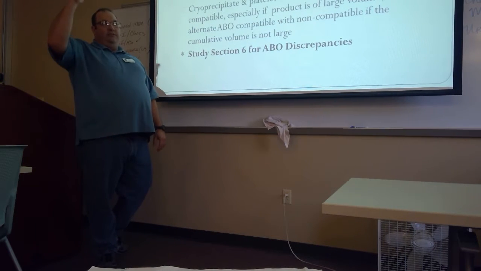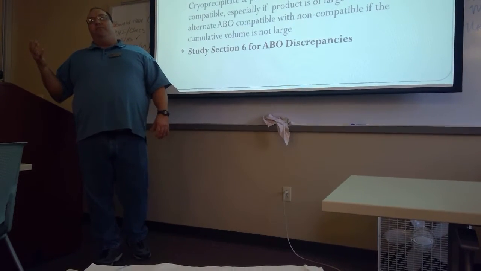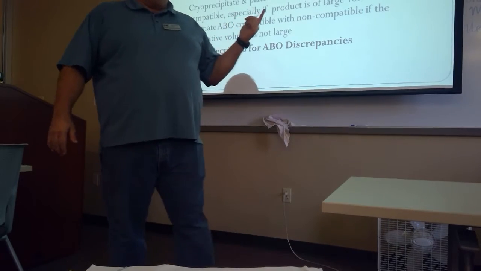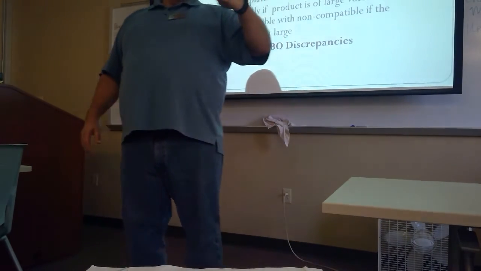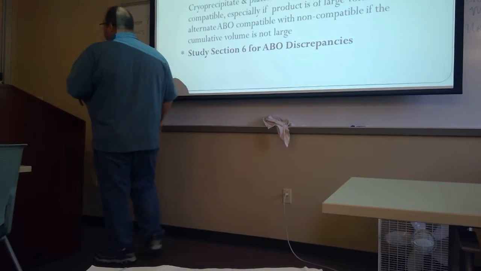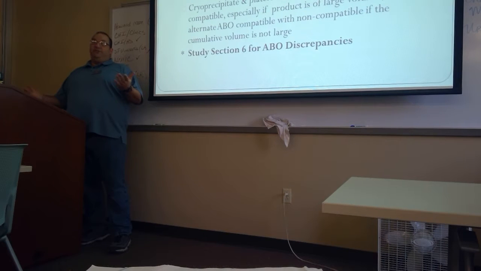There is a preferred list that we keep. For AB, we want to give type specific first, so if they're AB, we want to give them AB. Our next choice is type A, then type B, and then type O. Why? Because that's the order of frequency of the blood we have the most of. We have more type A's than just about anything else.